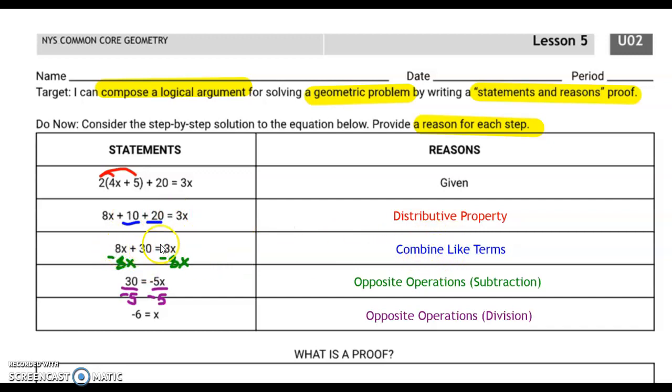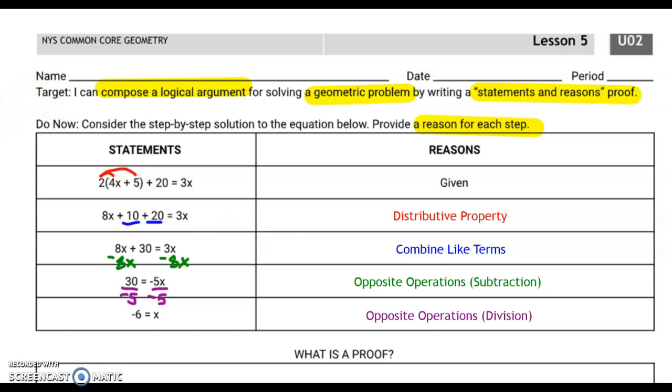Then from here, I subtracted 8x from both sides, which means I used inverse operations or opposite operations. And to be specific, I did subtraction. And then from here, I had to divide both sides by -5 to get -6 as my final answer. And in order to get from here to here, I used opposite operations. All I did was I provided a reason for each step of the solving process, or the solution process. What I just did was write out a proof.